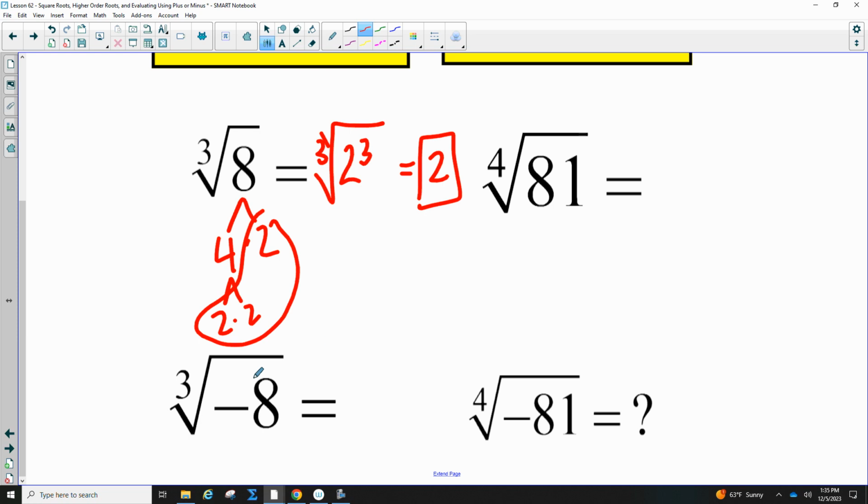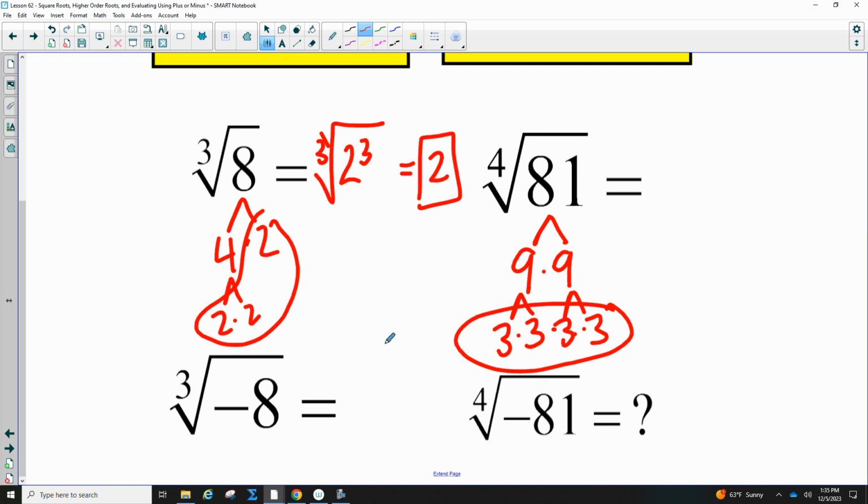Now I have the fourth root of 81. If you don't know, break down 81 into prime numbers, all right? 9 times 9. And then we can break that down to 3 times 3 for each of those. So again, we have to have 4 of these to get a fourth root. So what's the fourth root of 81, everyone? 3. It is 3, okay?